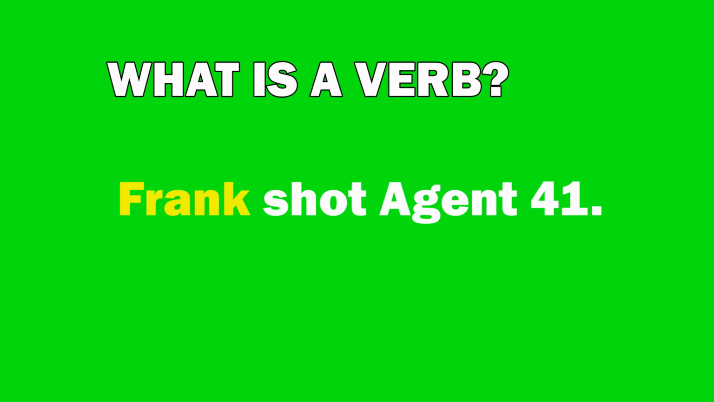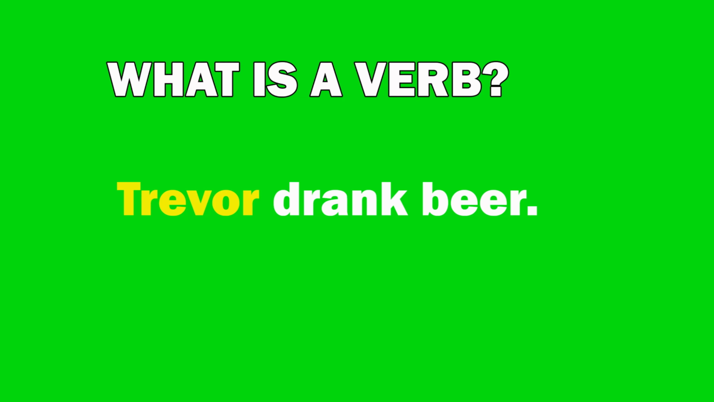Is Frank shot Agent 41 a sentence? Remember, a sentence must be a group of words that expresses a complete thought. For example, Frank shot, without Agent 41, would not be a complete thought. Frank shot Agent 41 is. It contains Frank, the subject, shot, the verb, and it expresses a complete thought. Who did Frank shoot? Agent 41. Take a look at our other example. Trevor drank beer. Can you find the subject and verb? Here we note Trevor is a person, and the action word drank is the verb.